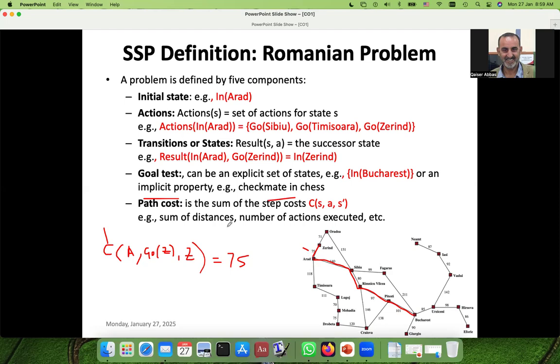So the path cost can be the sum of distances, as it is here, or the number of actions. If no distance values are given, then you can also count the number of actions. You have to deal with the problem. So now these 5 things are defined for this problem, and this is the problem definition for the Romanian problem. Clear?